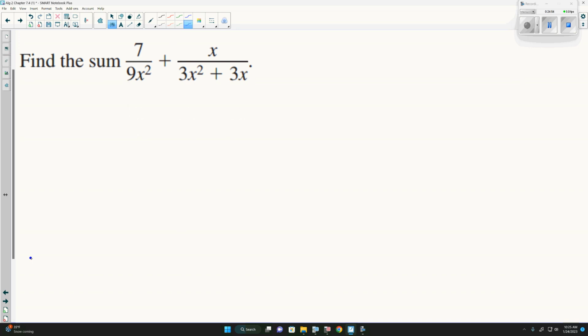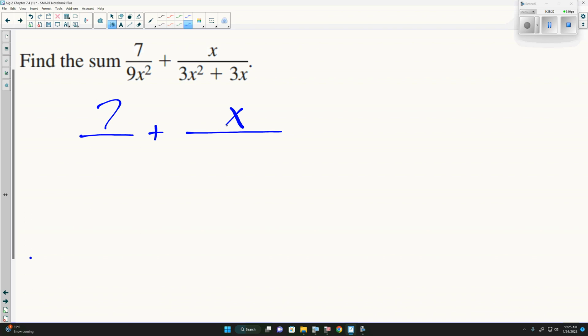So we want to find the sum of 7 over 9x squared plus x over 3x squared plus 3x. So the first thing I would do, we're not going to mess with the numerators. We need the denominators to be the same. If we're going to add or subtract, we need the denominators to be the same.